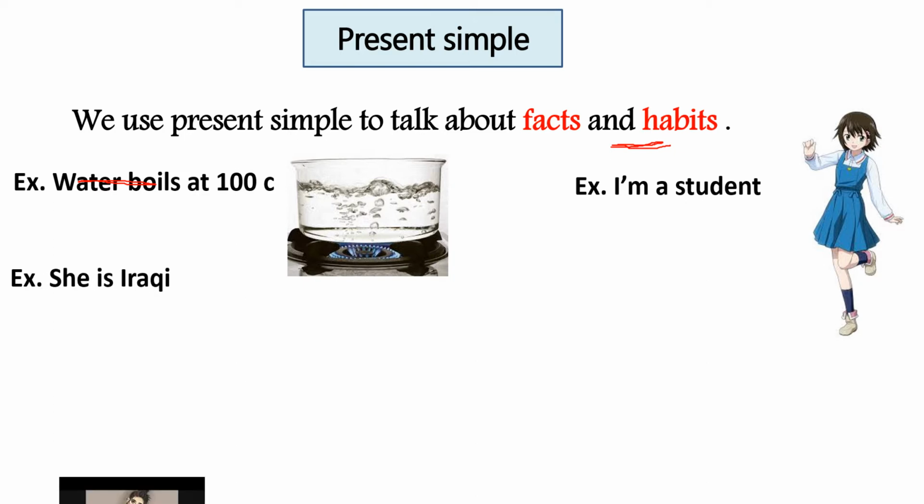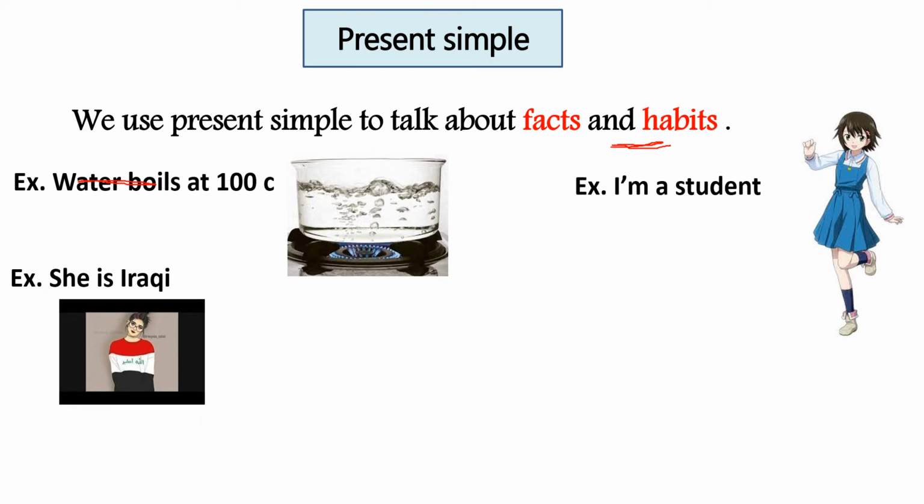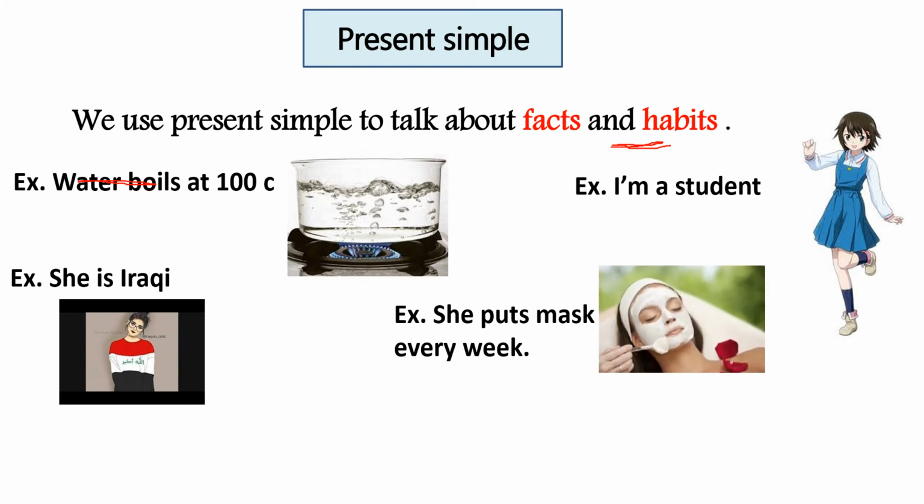She is Iraqi. This is also a fact. So that's why I'm using present simple. She puts mask every week. This is habit. She is used to putting on a mask every week. Okay, this is habit.